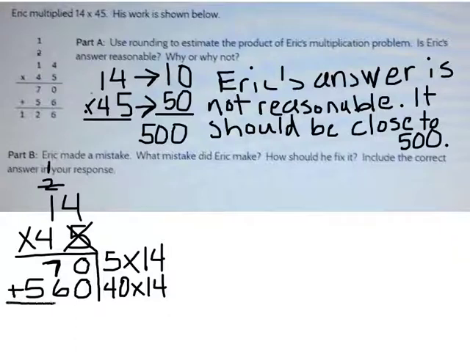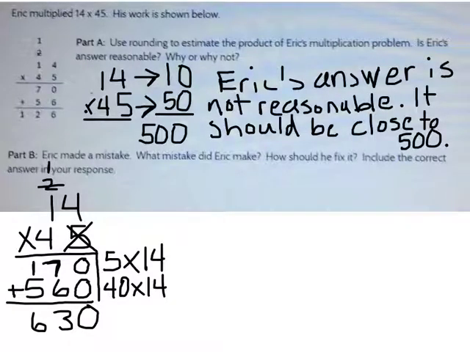The last thing I need to do is add my partial products. 0 plus 0 is 0. 7 plus 6 is 13. 1 plus 5 is 6. The answer is 630. The answer I got is much closer to 500 than 126.